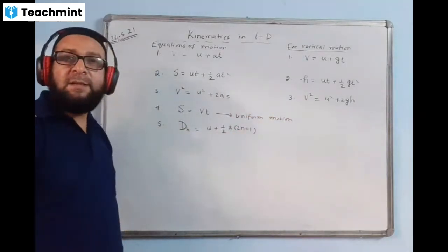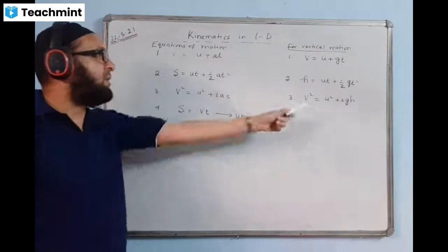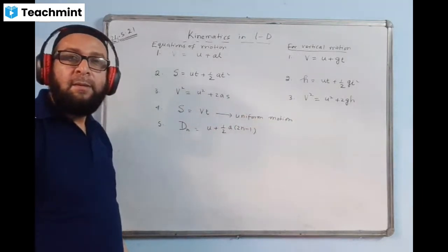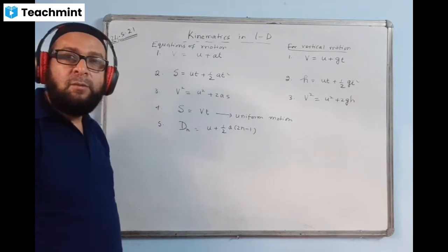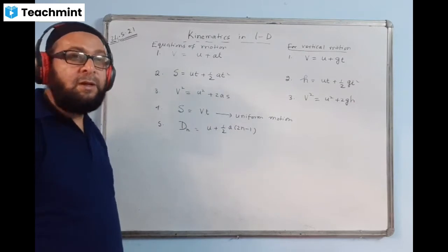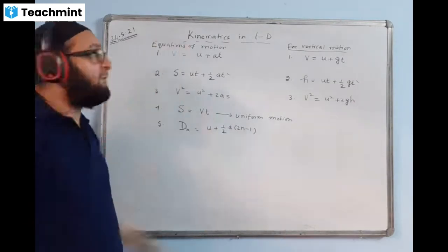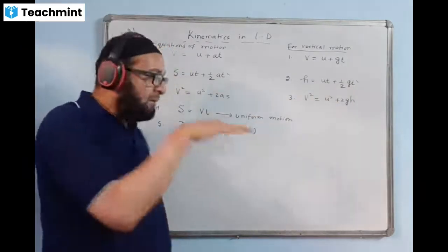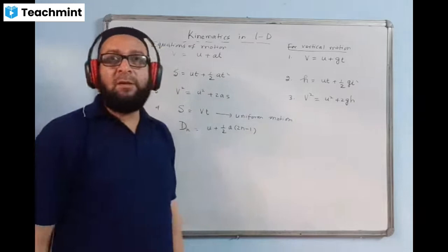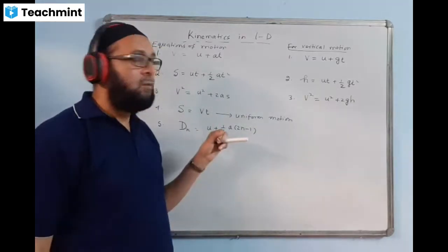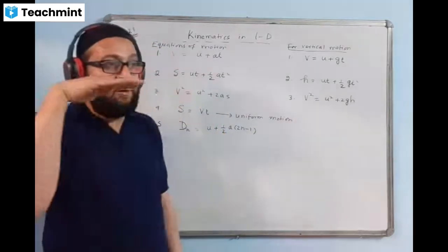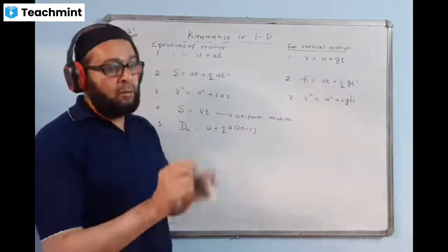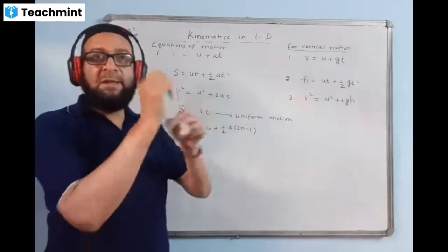Can anybody tell me the reason why formula number 4 is not possible there? Yeah, Upamanyu? Because it will not be uniform. Acceleration of gravity, G value cannot be 0. In horizontal motion, the value of A can be 0 because the body may move with the same velocity. But in the vertical motion, as the body goes up, the velocity keeps on decreasing.